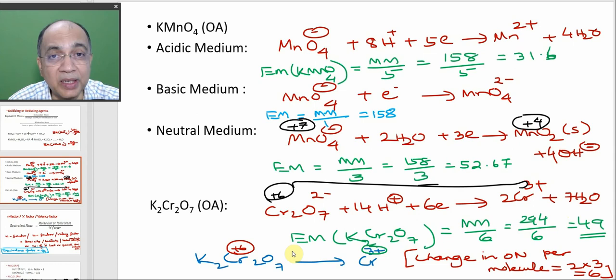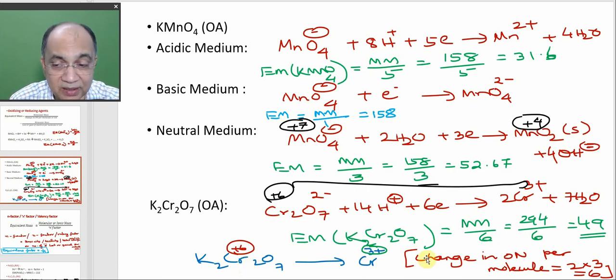While you go for ion electron method balancing, you need not multiply, because automatically this 6e will come on some side, LHS or RHS, right? But I have suggested you to go for the ON change method, the oxidation state change method. In that case, you have to always multiply by this factor. If there are 2, into 2.